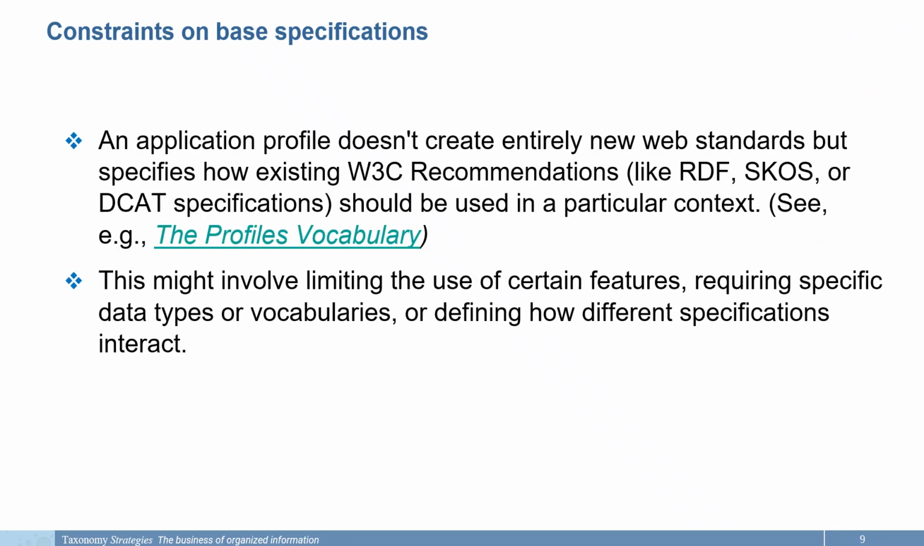An application profile doesn't create entirely new web standards, but instead specifies how existing W3C recommendations like RDF, SKOS, or DCAT should be used in a particular context. This might involve limiting the use of certain features, requiring specific data types or vocabularies, or defining how different specifications interact.